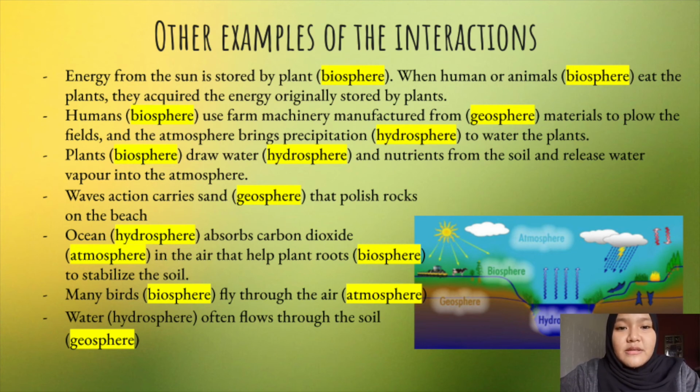Next, humans use farm machinery manufactured from geosphere material to plow the fields, and the atmosphere will then bring the precipitation to water the plants. These are the interactions that cause an event that occurs by human. There are other examples of interaction here, as you can see, but basically the interaction that happens between one or more of the spheres will cause an event to occur, whether naturally or through humans.